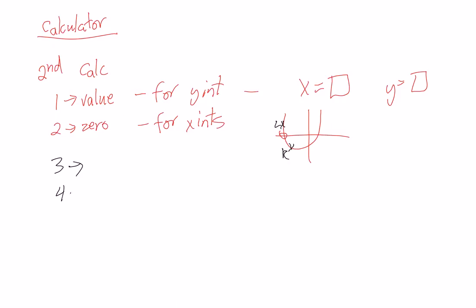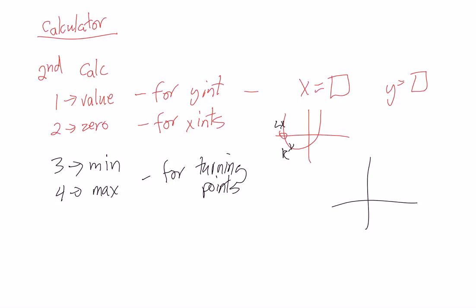Number 3 and 4 both work the same. They're for calculating the turning points. So if you're looking for the max or min, it'll help you figure out those coordinates. So on a graph, let's suppose we do a cubic, and I was looking for this maximum here. You do exactly like you do for finding the x-intercepts. You just got to go left and right of that peak, hit enter, and it'll give it to you. So those are the best ways to solve.